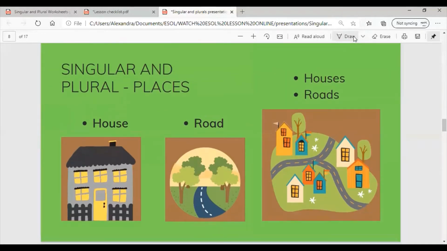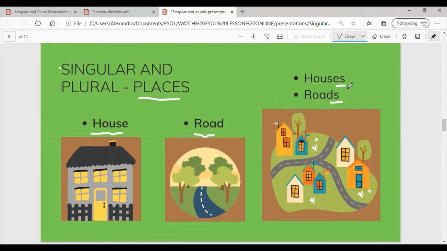Okay, and then we've got places. So remember that a singular or plural can be of a person, a thing, a place, or an animal, and they can turn from singular to plural. So if you look at places, we've got a house. House is a place on its own. There's just one, so that's a singular. So house is a singular, one house, and then one road. But when we look at them in the plural, we've got the S on the end. So we've got houses. So there's more than one house.